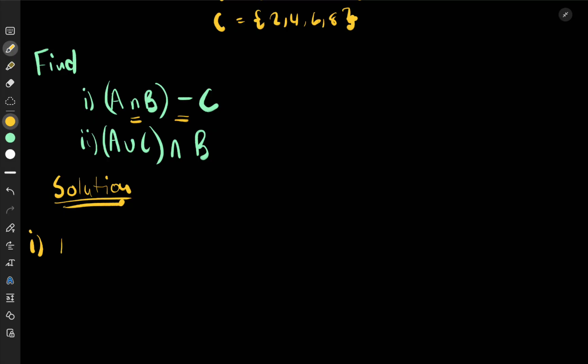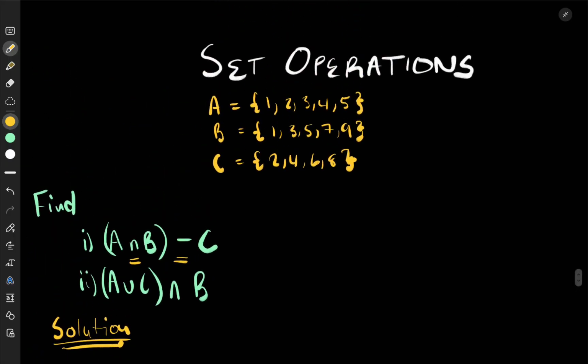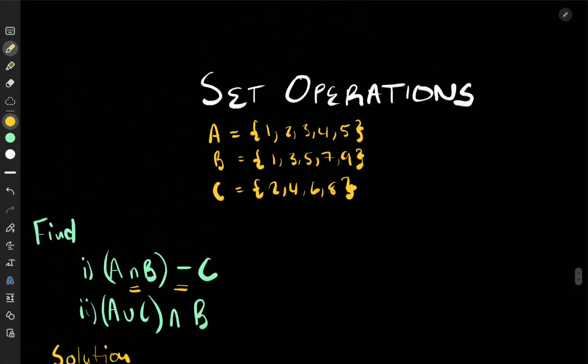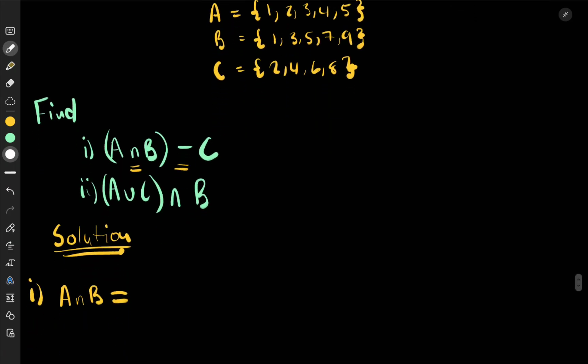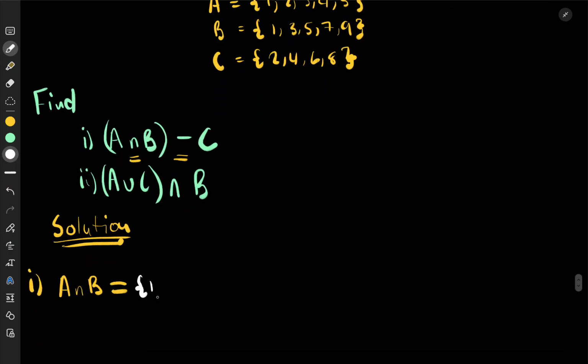So the first thing I'm going to find is A intersection B. What is A intersection B? I'm going to look for the part which is in A and in B. I start with 1. I take anything from A, I see if it is also in B. 1. Is 1 in B? Yes. So I can put it. So it'll be equal to {1.